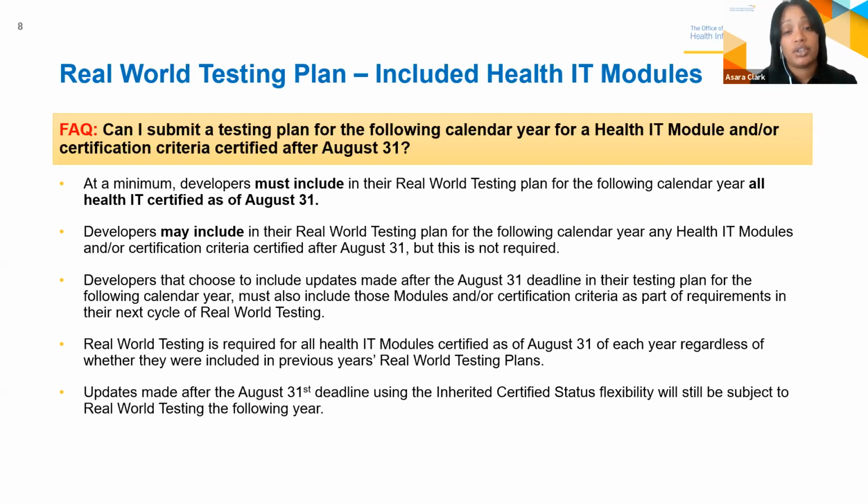But you also may include in your real world testing plan health IT modules that have been updated after August 31st. It is not prohibited. You can do that, okay? It's important to know that even though you add them in, and it's not required, you still need to think about the year coming when those updates will be subject to real world testing. Those updates will be applicable to the following year, but you can certainly real world test them and incorporate them into your approaches.